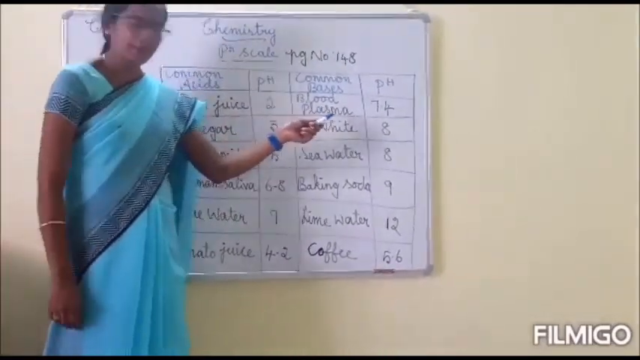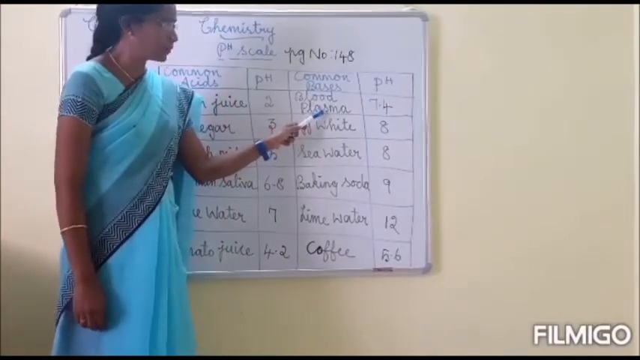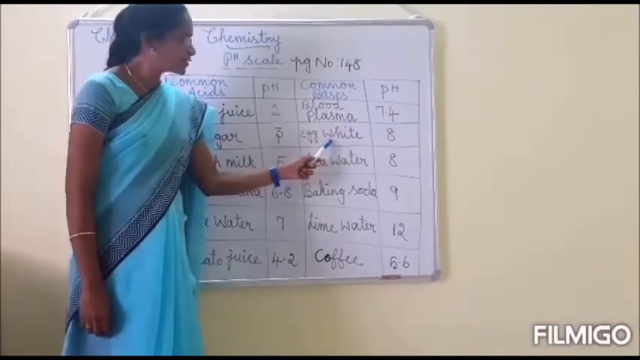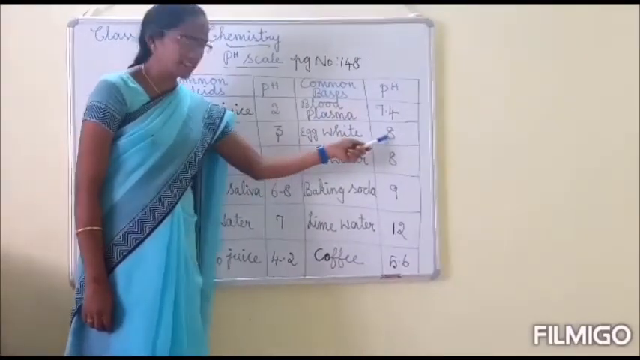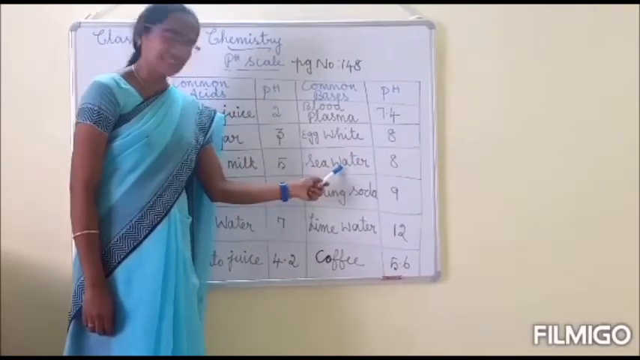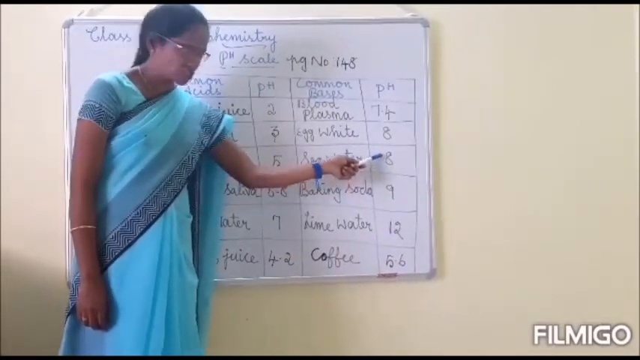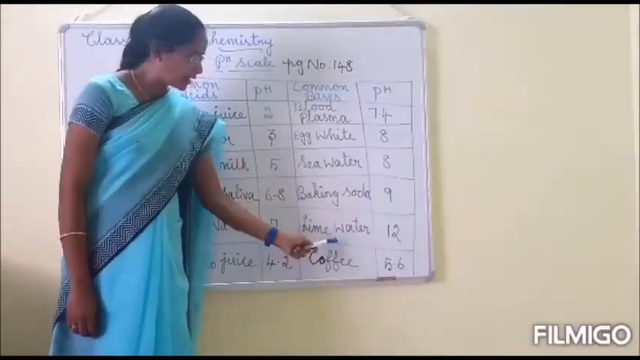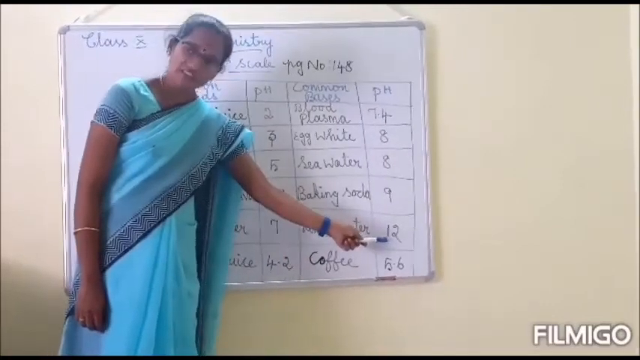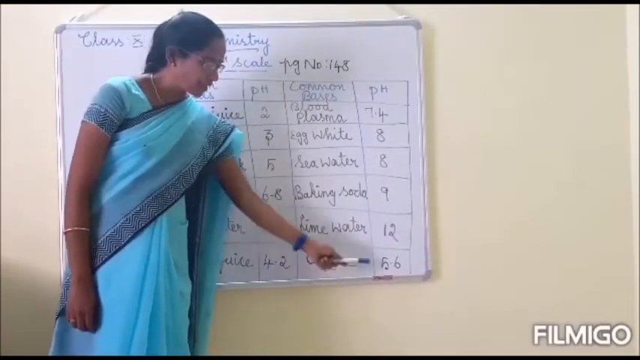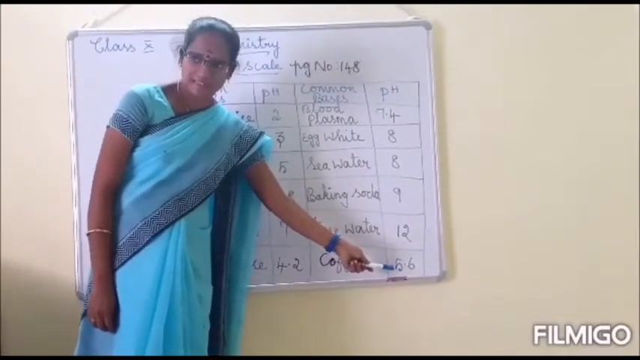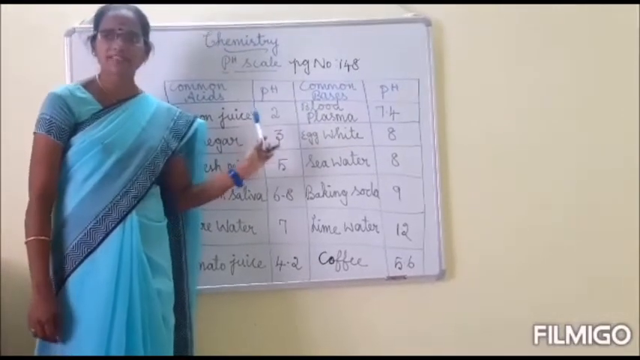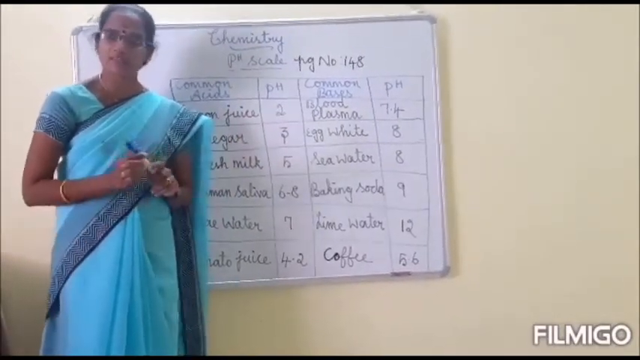Next we will move to the bases. First, blood plasma, its pH is 7.4. Next, egg white, its pH is 8. Next, sea water, the pH is 8. Next, baking soda, its pH is 9. And lime water, its pH is 12. And the last one, coffee, its pH is 5.6. So these are some examples of common acids and bases.